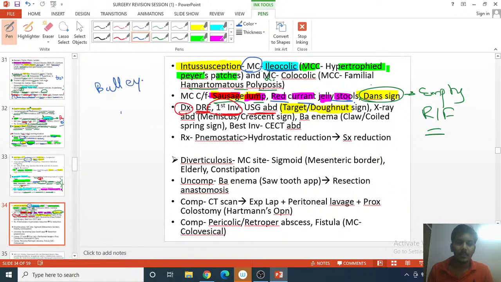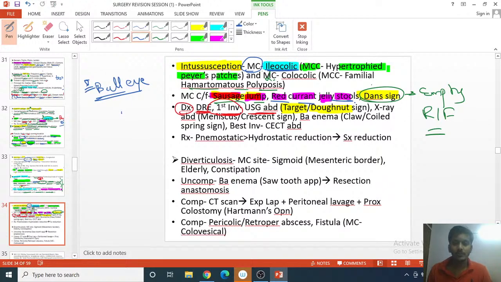Please remember, in intussusception on ultrasound abdomen you will see the target sign, donut sign, or bullseye sign. So this is your target, bullseye, or donut sign. Please remember. Target sign, donut sign and bull's eye sign. In surgery these signs are mostly important, by which you can make the diagnosis. These can be asked also.